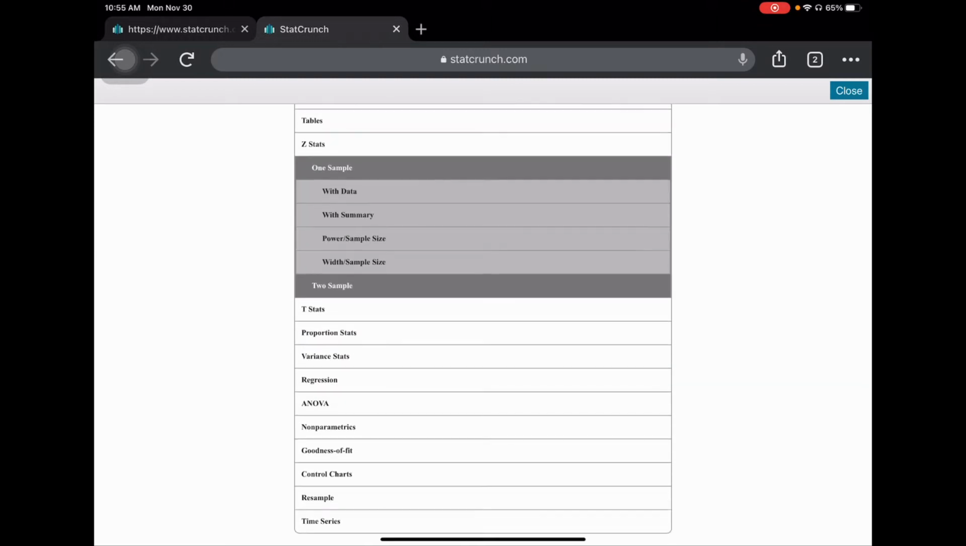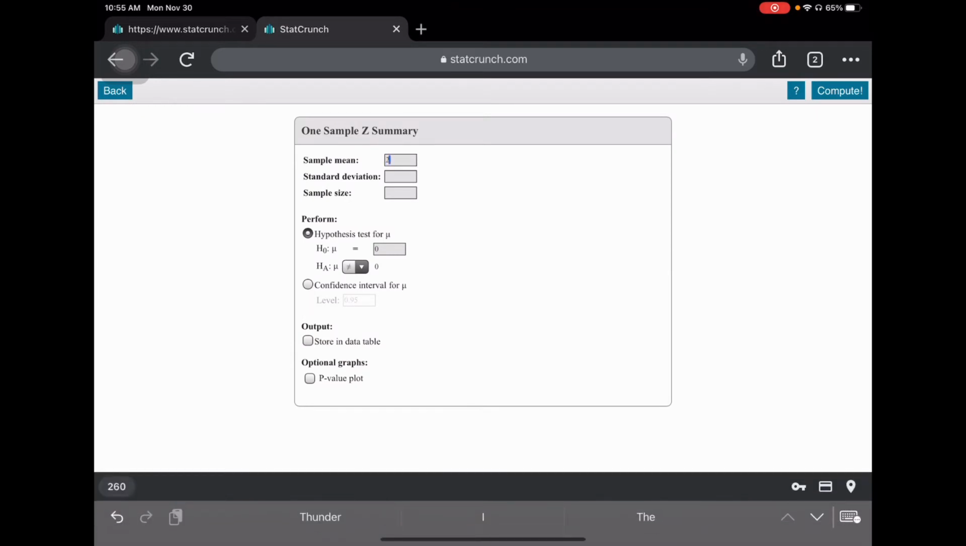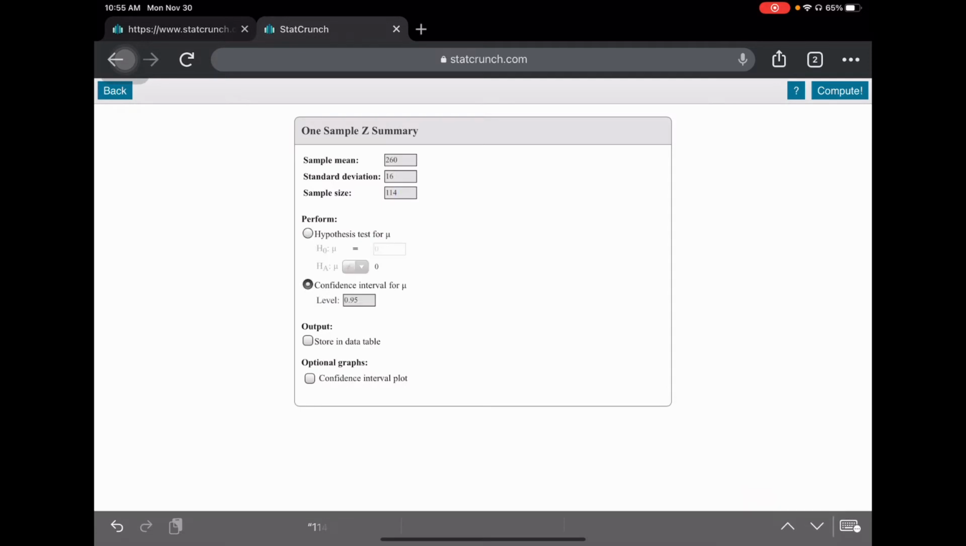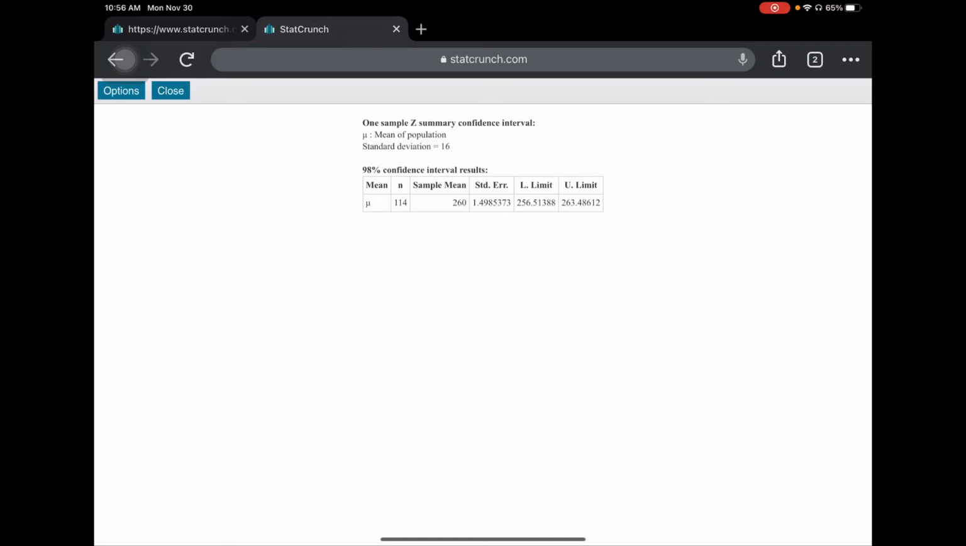So we're going to do one sample with summary. It's always with summary. Our sample mean was 260. Our standard deviation was 16, our sample size was 114, and we wanted to do a confidence level of 98%, and then we compute. The lower limit, as I said, was 256.514, and the upper limit was 263.486. It calculates your standard error for you here, gives you your sample mean and your sample size.